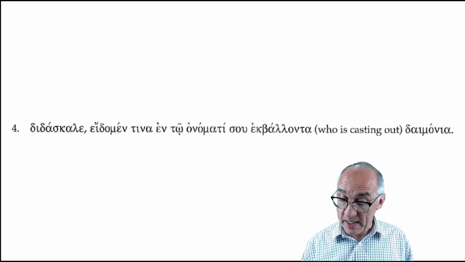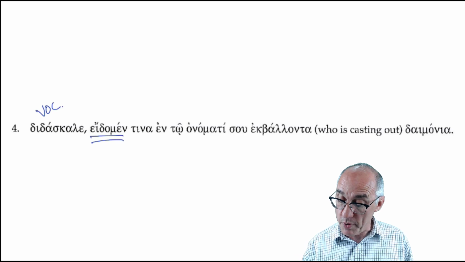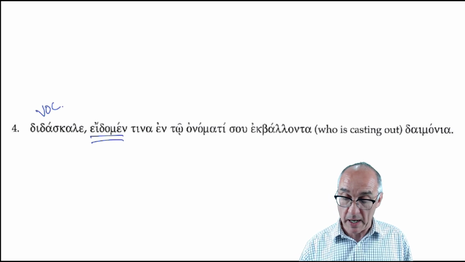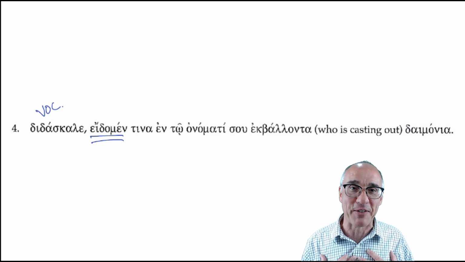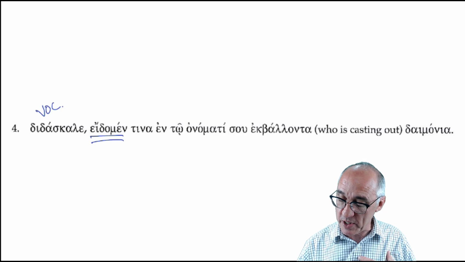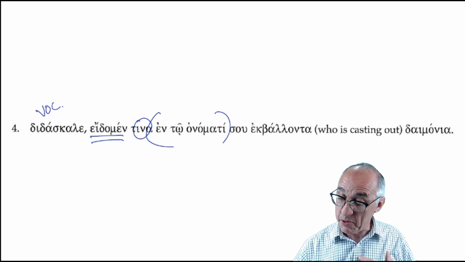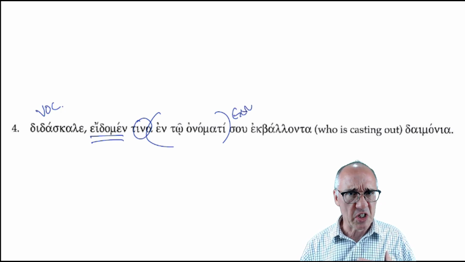Number 4, didaskale, this is your vocative, your verb. We see, I have to catch myself. It's tough to train yourself not to do that. We're not translating. We are just looking at the words. We have an accusative. We have a prepositional phrase. We have a genitive. We have what looks to be accusative.